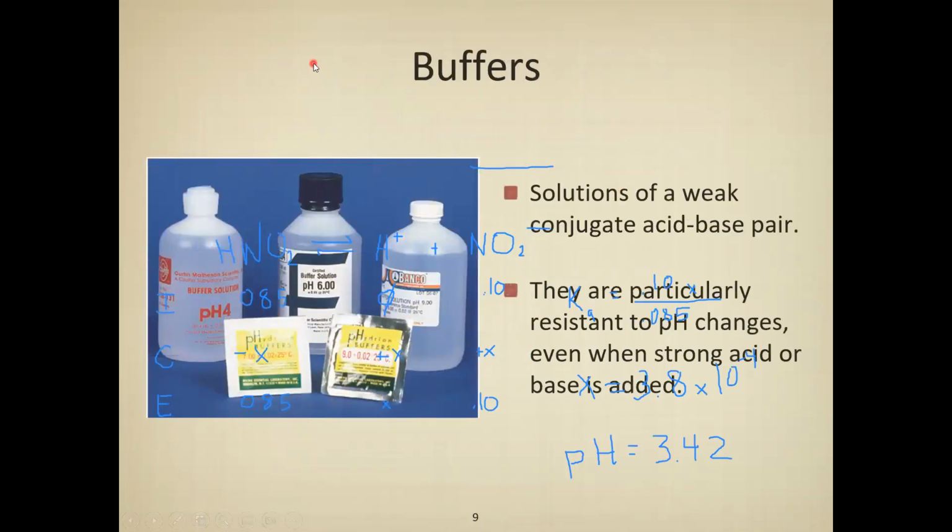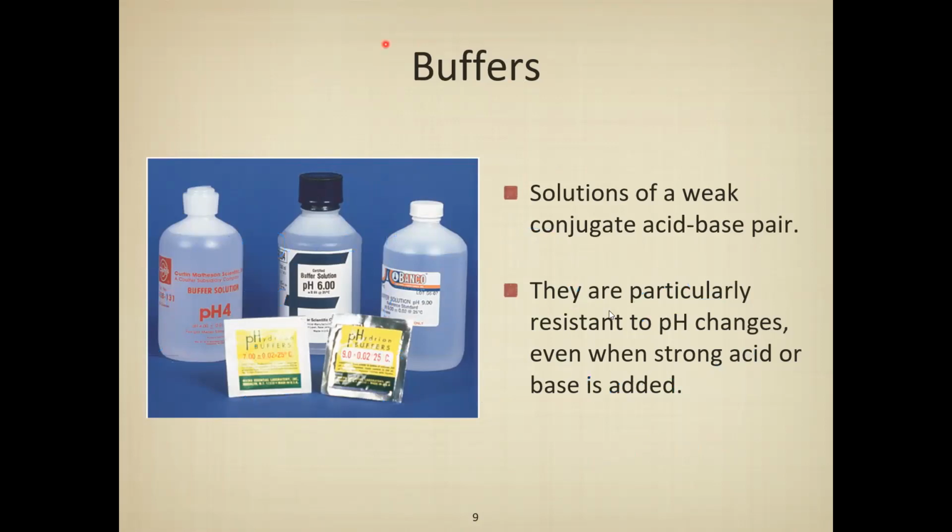And with these equilibria, one thing I'll just write into the previous slide. What we're going to see is a very important type of solution is going to be a solution that has a weak conjugate acid-base pair. So if we think about it, do either of these have actual names? None of these actually show what they are. But with these buffer solutions, they're going to have a weak conjugate acid-base pair.